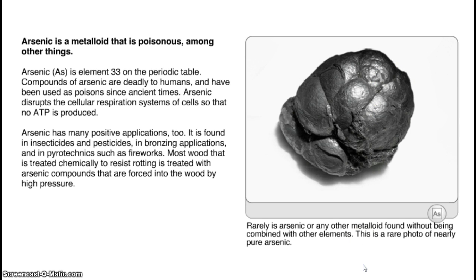Rarely is arsenic or any other metalloid found without being combined with other elements. This is a rare photo of nearly pure arsenic.